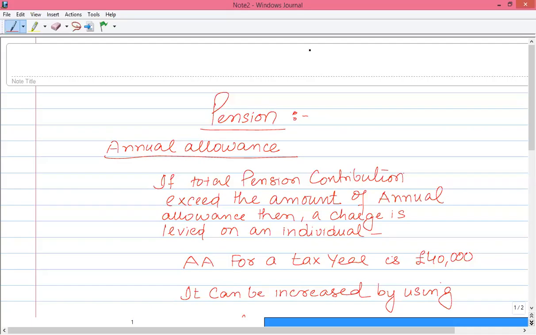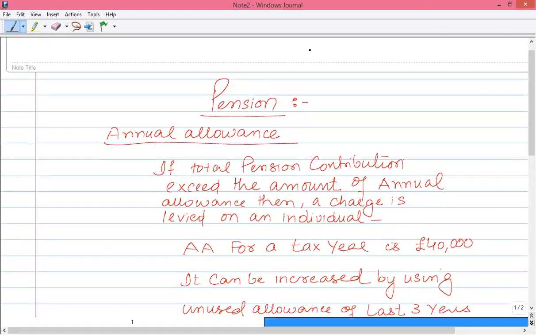Now let's discuss the annual allowance. As we have discussed, the relief is the lower of the gross pension and the annual maximum amount, and the annual maximum amount is the higher of the relevant earnings and 3600.